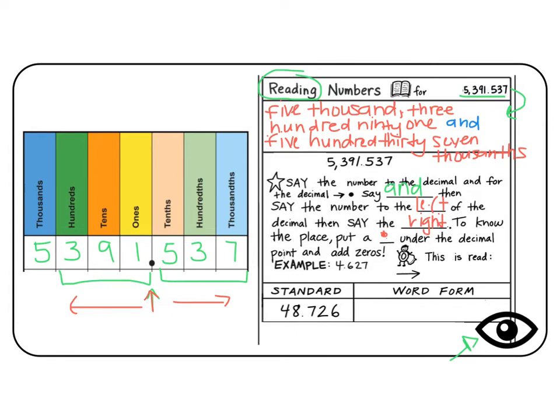Here's another number that we can practice with. This number is 48 and 726 thousandths. I'll pause and write this in word form.